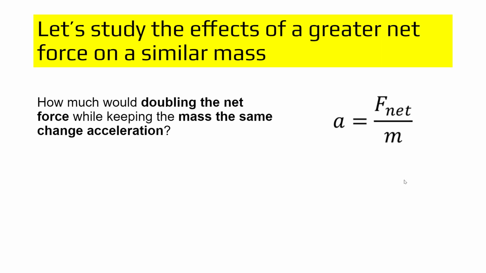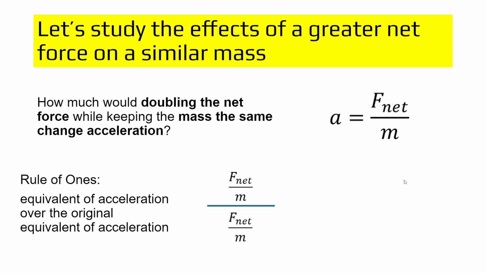Okay, let's look at a scenario. We're going to look at this in the lab, and we're going to compare the difference. If I double the net force while keeping the mass the same, how would that change acceleration? You may or may not have done this in class. You should have done it if you're in my class. But the rule of ones is you take the equivalent. So acceleration is equal to net force over m. The equivalent of acceleration is just F net over m, and we put it over itself. But we compare it to the original, where 1 times anything is its original value.